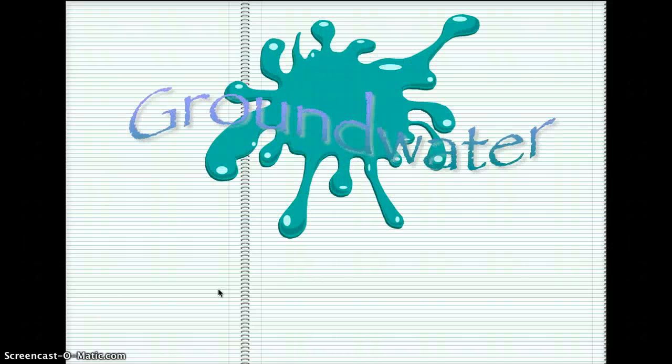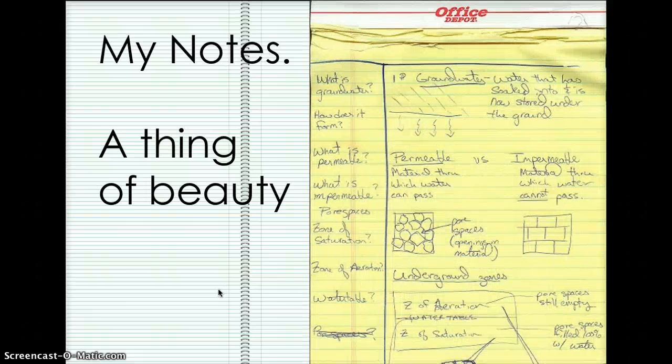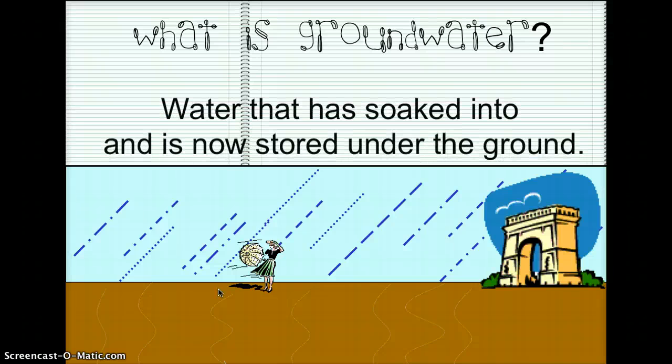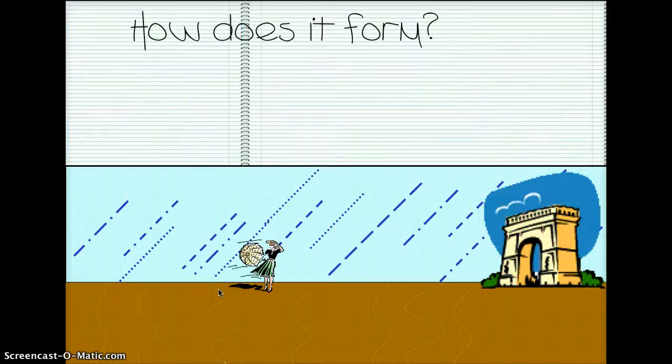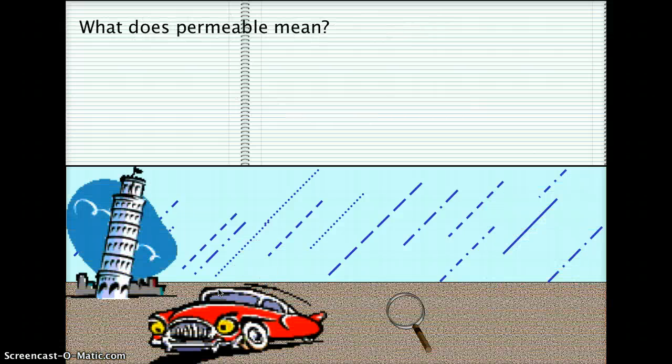So we've got our first set of notes here, C1. It's all about groundwater. Behold, my own notes, truly a thing of beauty. But what is groundwater? Well, the name kind of says it all. It's water that's soaked into the ground and is now stored underground. How does it form? Well, you guys know the water cycle now, so it forms mostly from precipitation landing on the ground, and then soaking down into the ground.